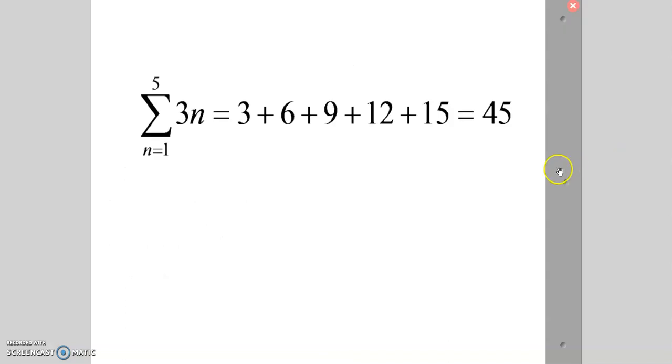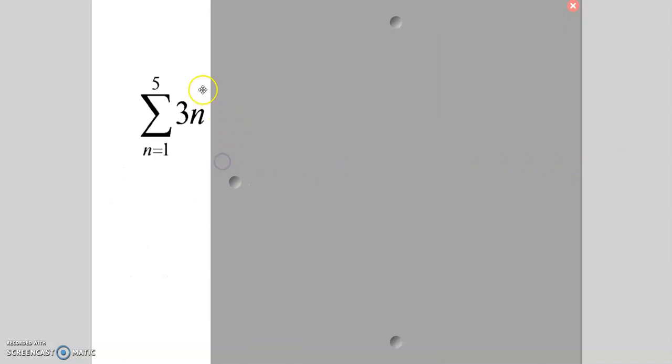So I'm going to start with an example. Oops, you didn't see that. Shh. Okay, I'm going to start with an example here.